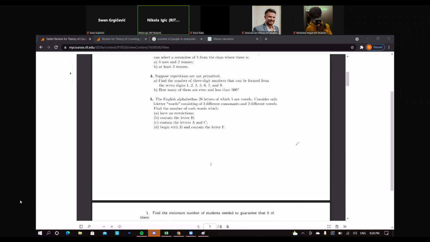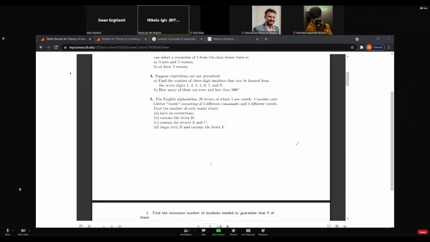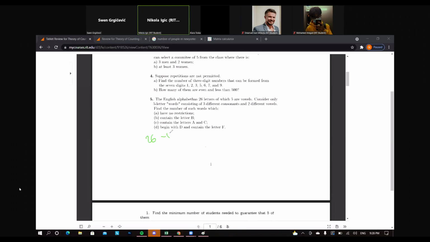Okay, if I have 26 letters, and if I remove 5 vowels, I have 21 consonants. And if I need to use D and F, then I'm left with 9 letters to use. Do you understand how I got 9 letters? I have 26 letters. 5 of them are vowels, so I'm left.